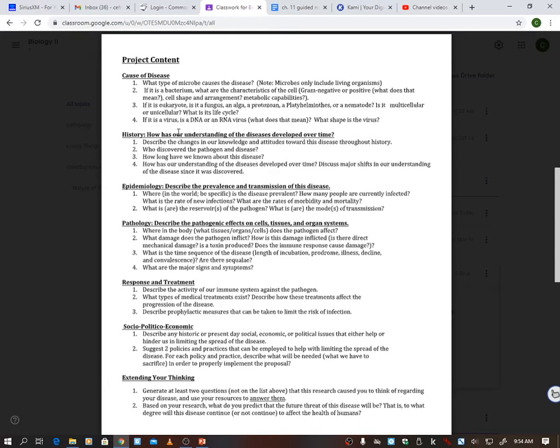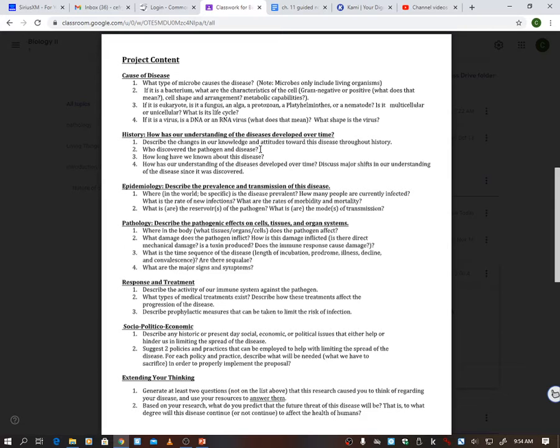On the history, how has our understanding of the disease developed over time? So these you will do. You'll do all 1, 2, 3, and 4. Everybody will. Describe the changes in our knowledge and attitude. What did we first know? Did we know nothing? We just said, oh my gosh, there's a new disease. And then what did we learn over time?